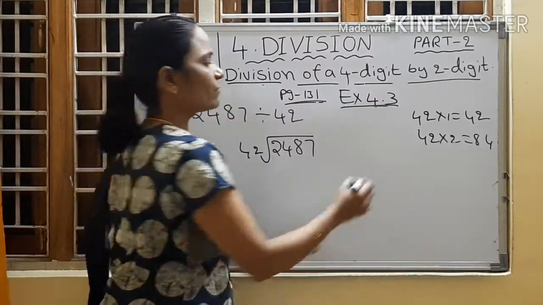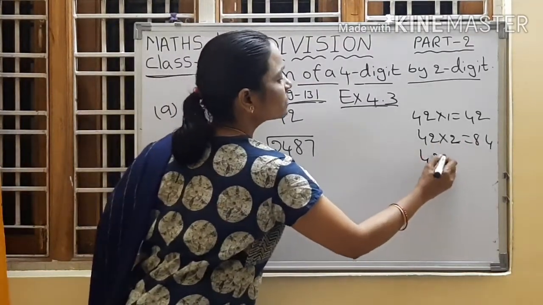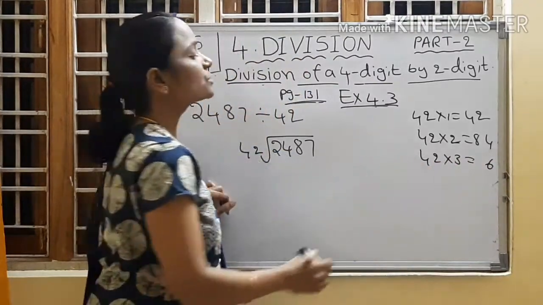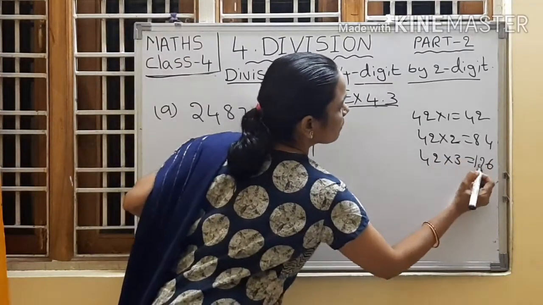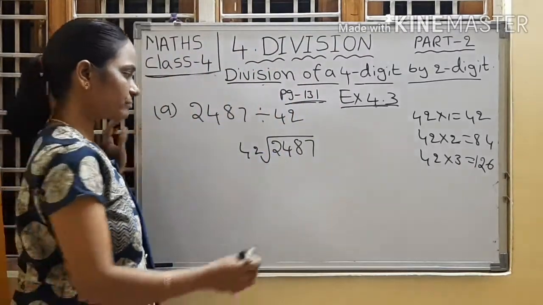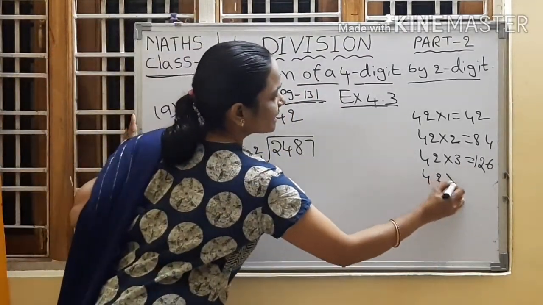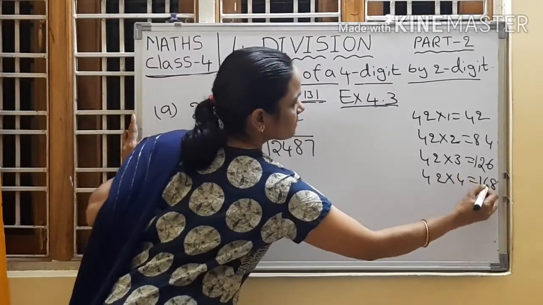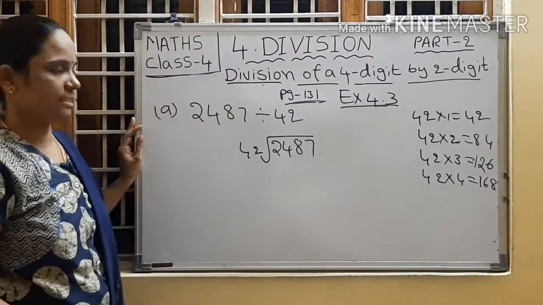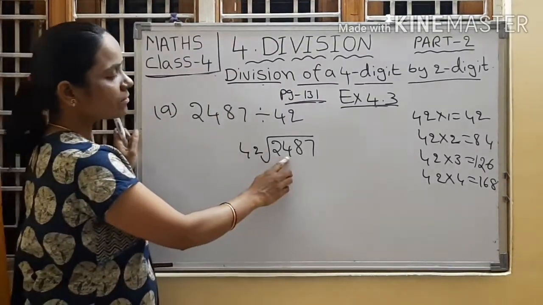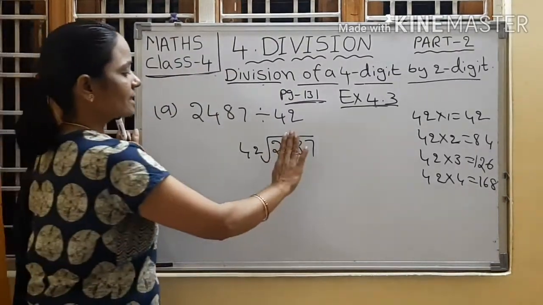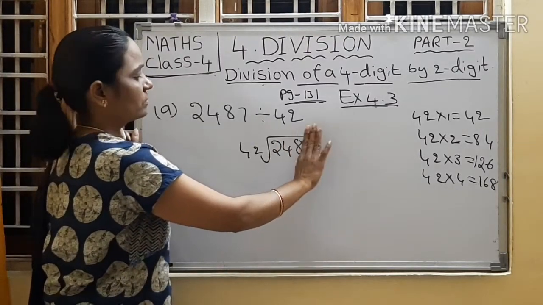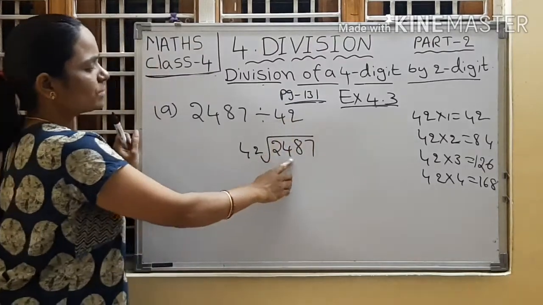42 twos are 84. Next 42 threes are 3 twos are 6, 3 fours are how much? 12. So 126. Next 42 fours are 4 twos are 8, 4 fours are 16, 168. Okay, we will see. First, how many digits I have to take into consideration? Can I take 1? No. 2? No. 3? Yes. 2 means 24.